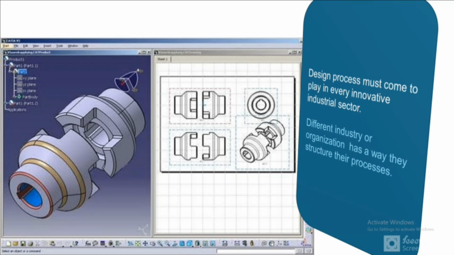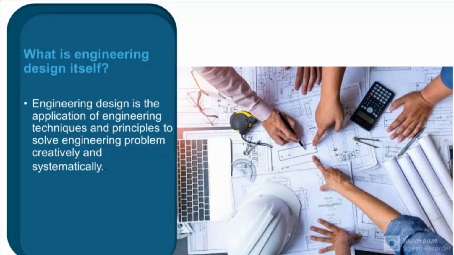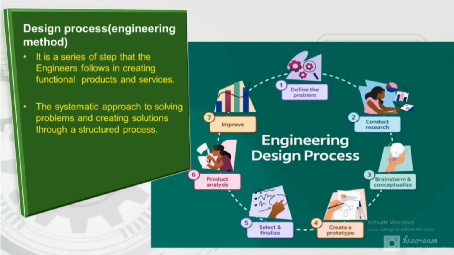Now before we go into that, I would like to tell us about engineering design itself. What is engineering design? Engineering design is the application of engineering techniques and principles to solve problems creatively and systematically. What does this really mean to us? This is telling us that for every functioning system, machine or service out there, some engineers have actually applied some principles and techniques to get the system working in the time past. Now, let's move to the design process.